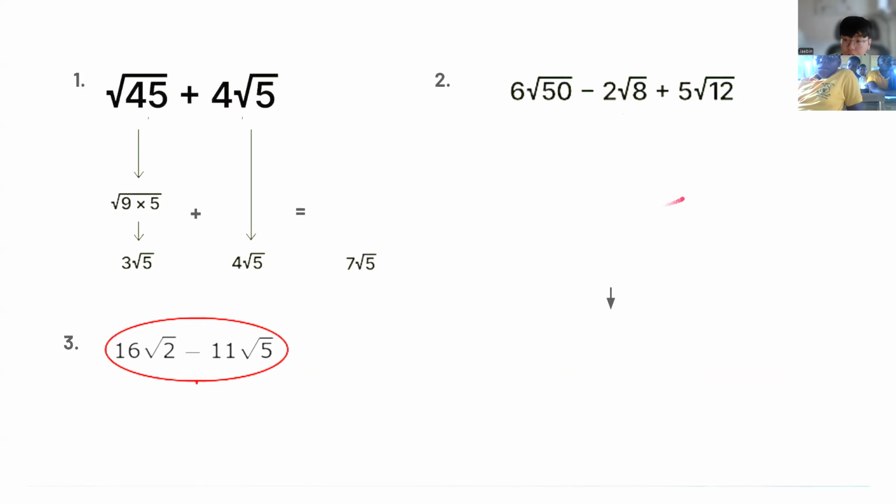Okay, now let's look at number 2. So 6 square root of 50 minus 2 square root of 8 plus 5 square root of 12 is what?